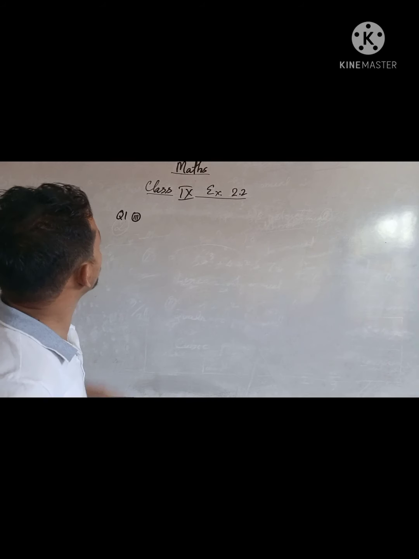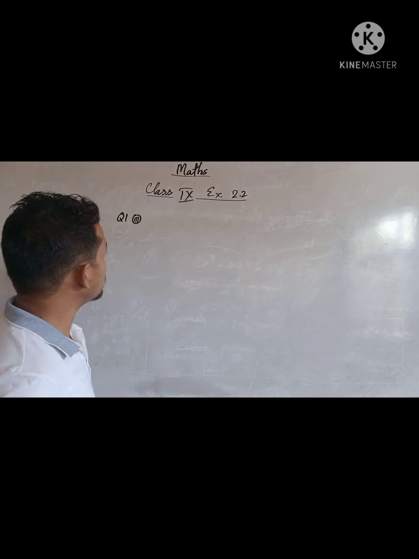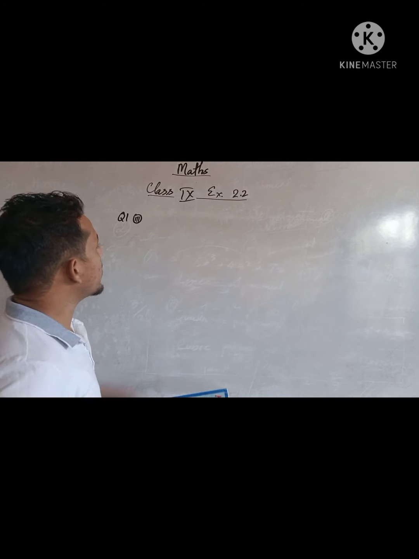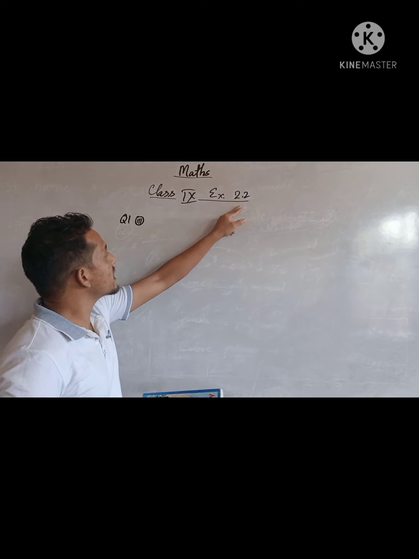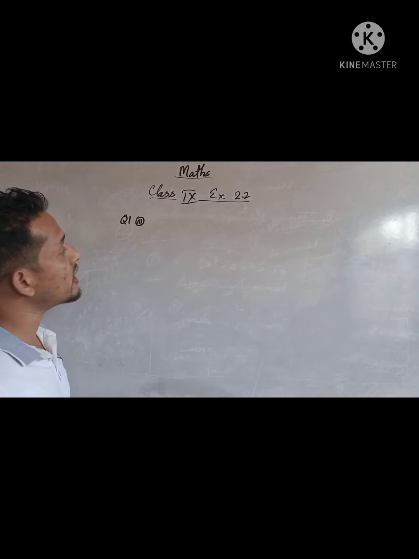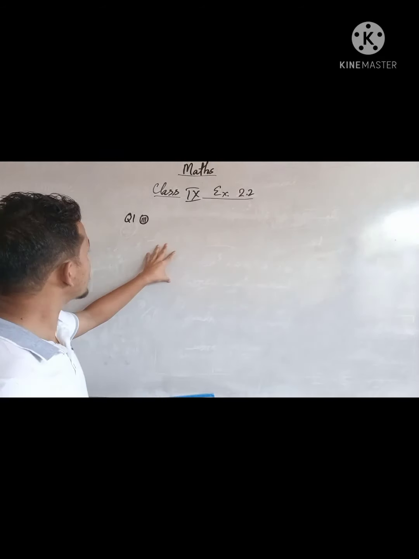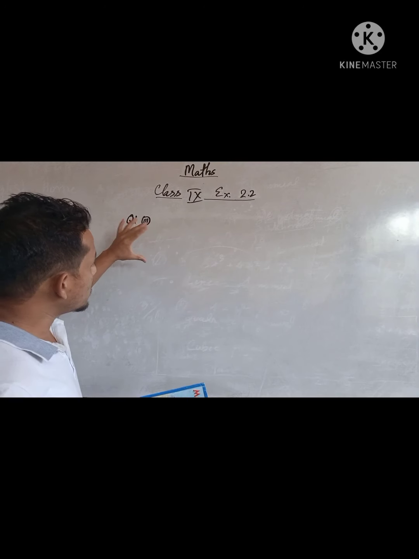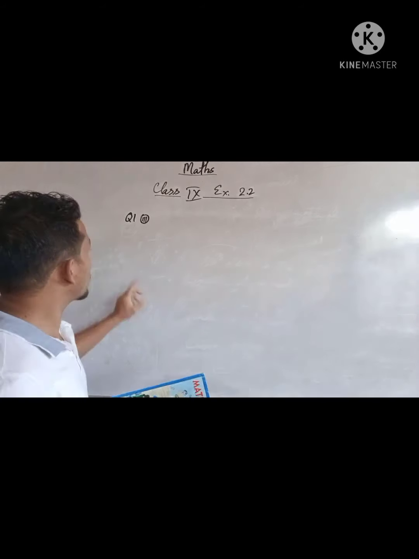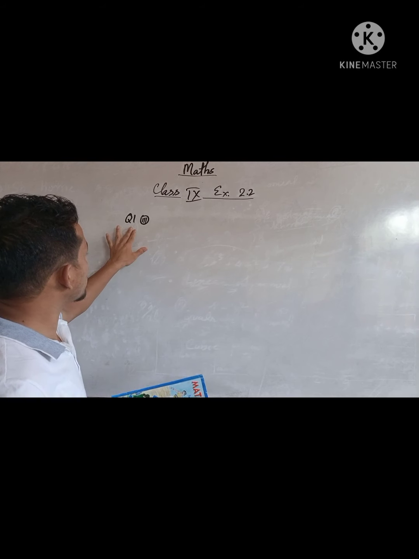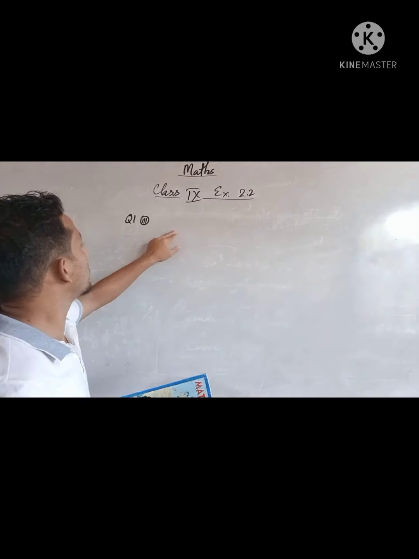Last time we completed exercise 2.1 from chapter number 2, Polynomials, and today we will be doing exercise 2.2 from the same chapter, and this is about zero of the polynomial. I have already explained zero of the polynomial in the first class, and now this whole exercise is related to it. I will be doing question number 1, Roman number 3, and 1 and 2 you will be doing.